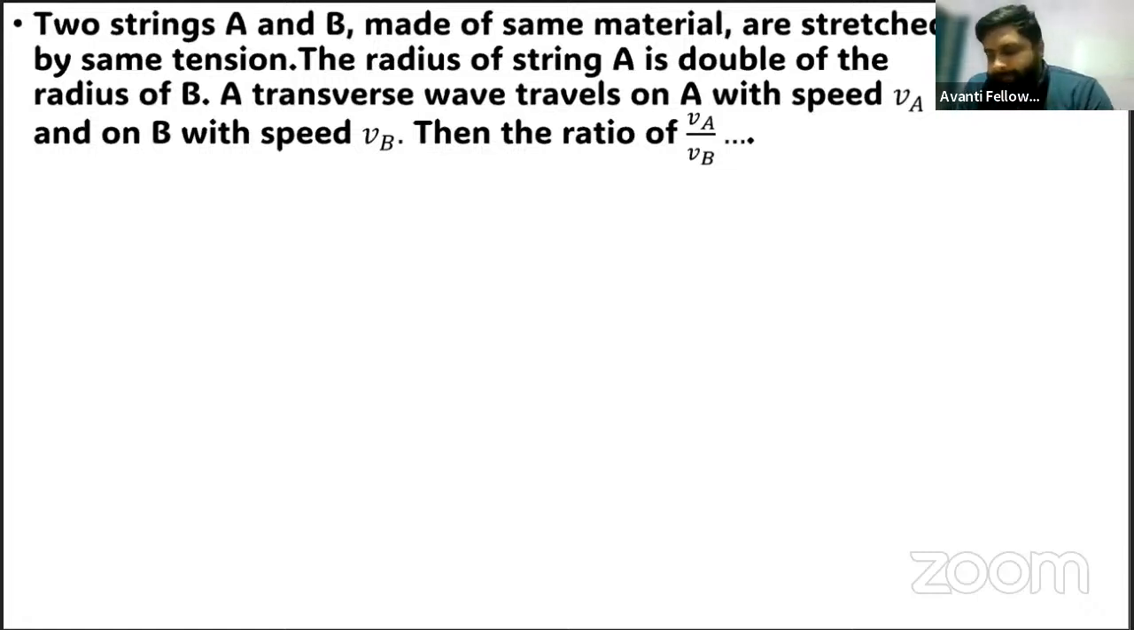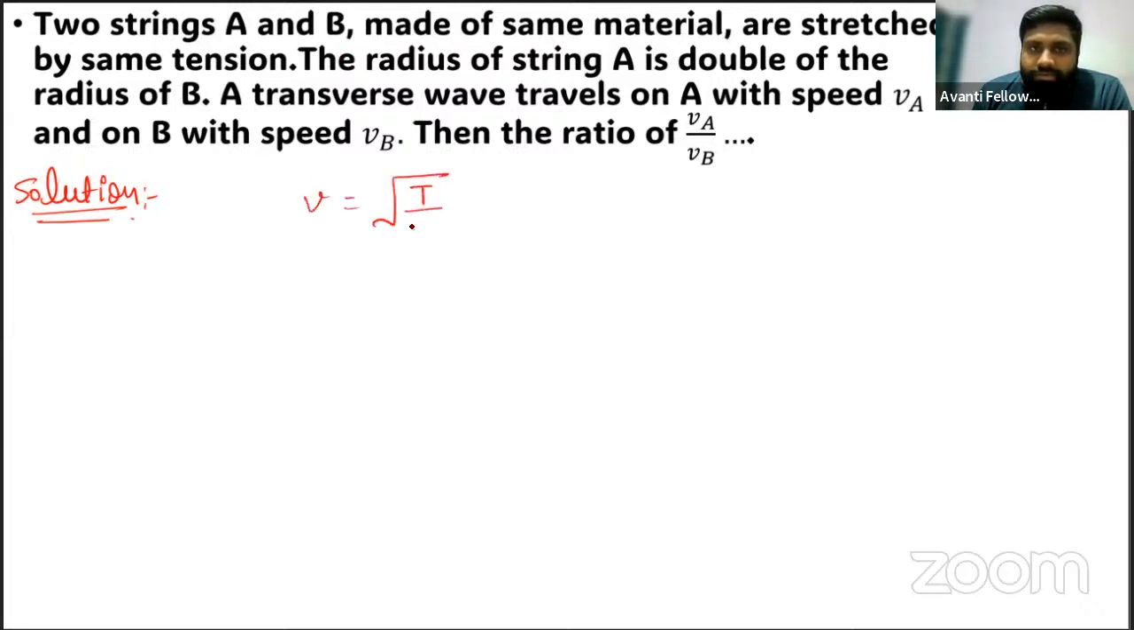Now this one. And after this question, we will wrap it up. This is an important kind of question, and you can expect it in the upcoming exam of JEE and NEET. Now, two strings A and B made of the same material are stressed by the same tension. The question is about strings. Write the speed of the string first, root of T upon mu.